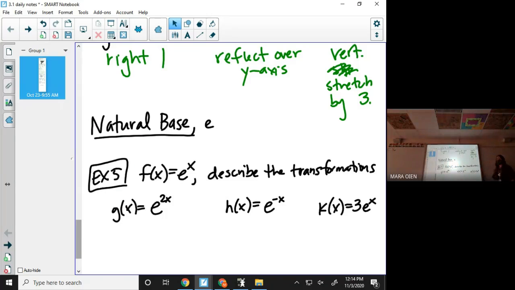Okay, so just a few things left that we didn't quite get through before lunch, and then we should have a good chunk of time today for work time. So they're going to start talking about this thing called the natural base.